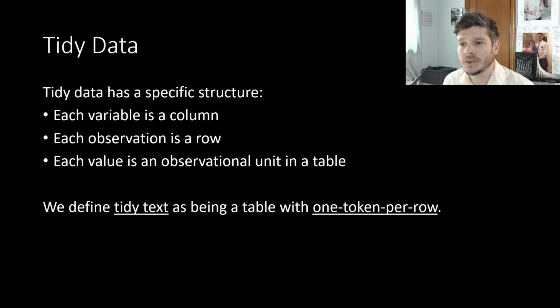So let's start with reviewing what it means for data to be tidy. If you remember, when we talk about tidy data, every variable has its own column, every observation is its own row, and every value is an individual value in our table. When we talk about tidy text, we are talking about a table or a tibble or a data frame where we have one token per row.